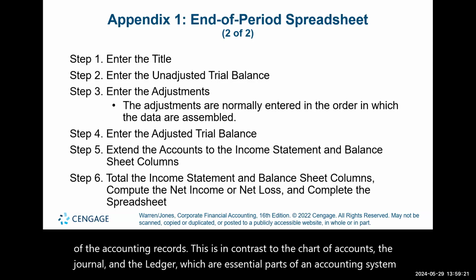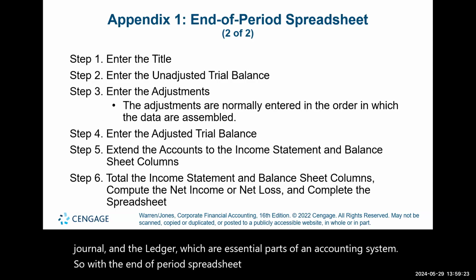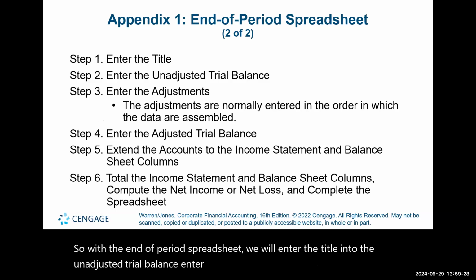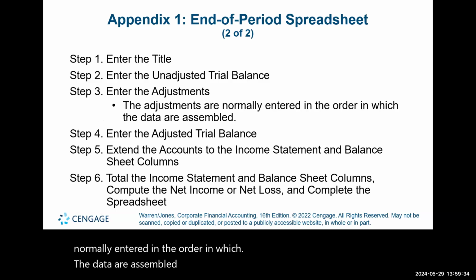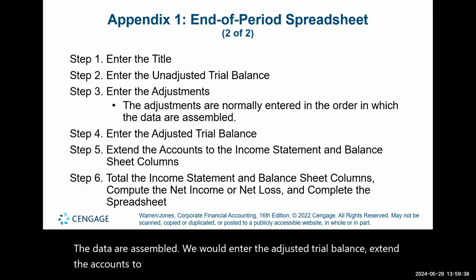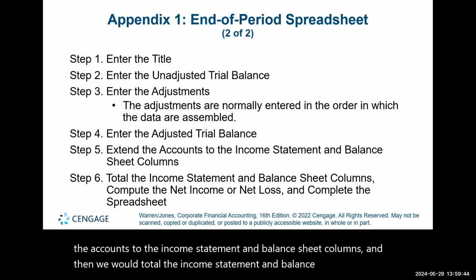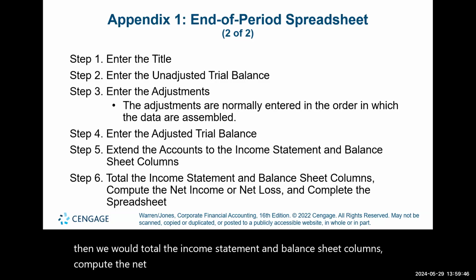So with the end of period spreadsheet, we would enter the title, enter the unadjusted trial balance, enter the adjustments. The adjustments are normally entered in the order in which the data are assembled. We would enter the adjusted trial balance, extend the accounts to the income statement and balance sheet columns, and then we would total the income statement and balance sheet columns, compute the net income or loss, and complete the spreadsheet.